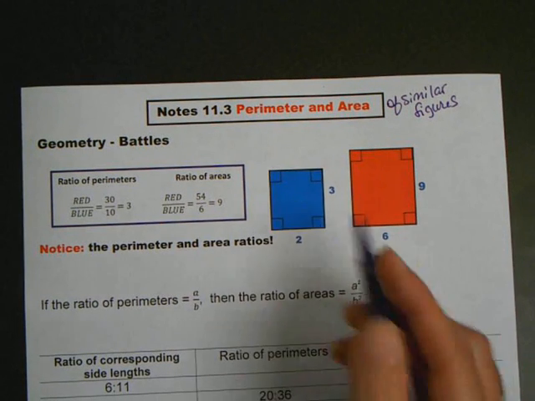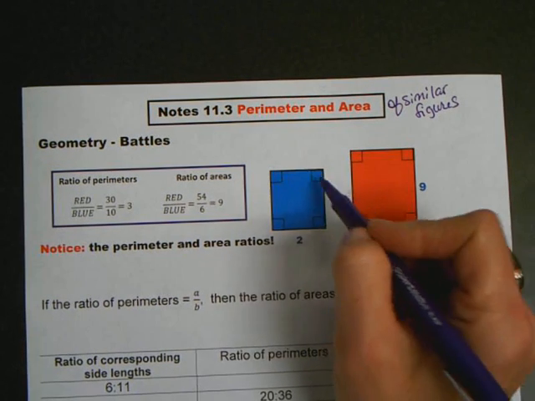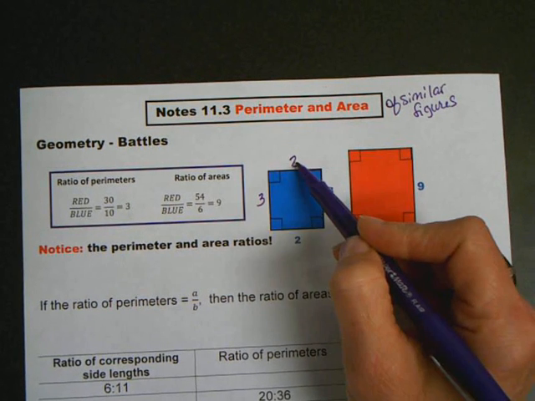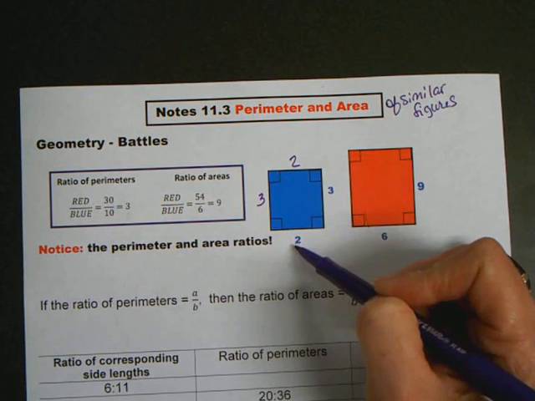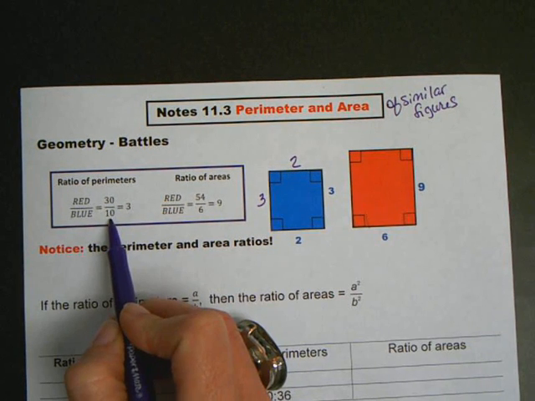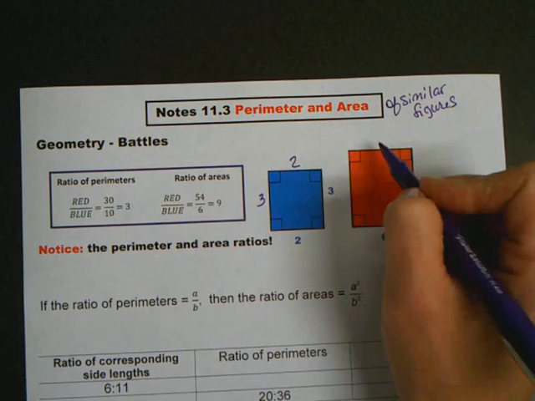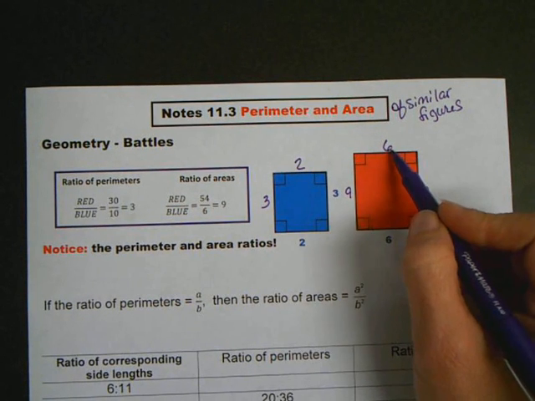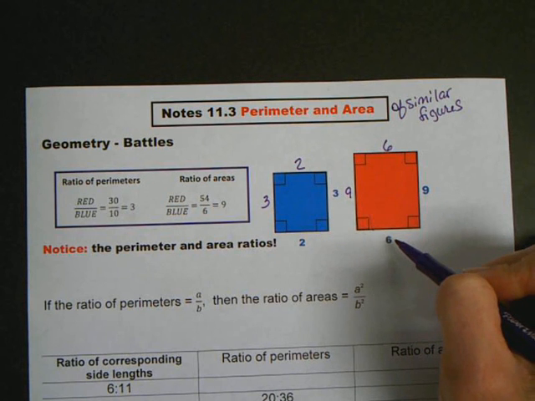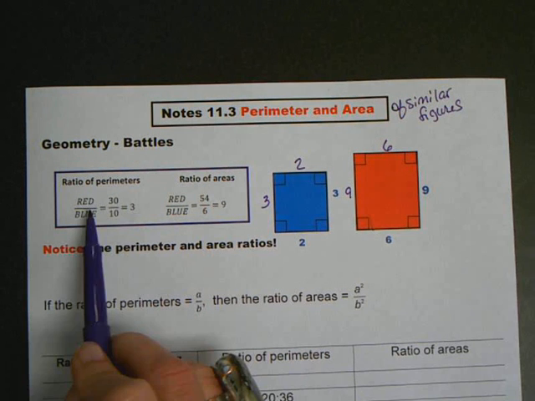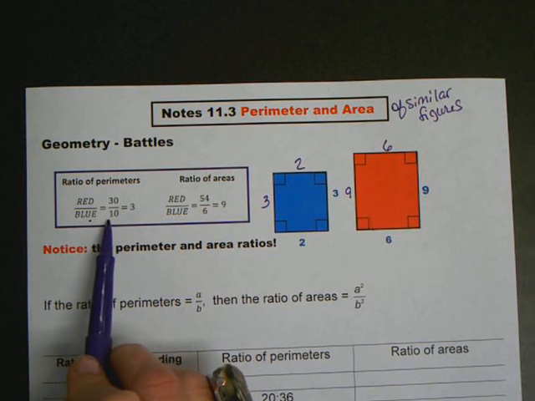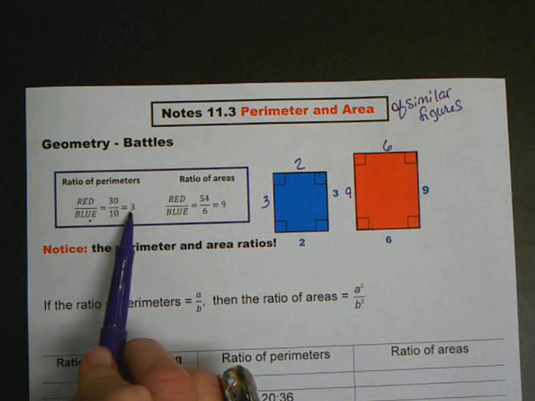Okay, so if we were to look at this figure right here, this one has a perimeter of 10. 3 plus 2 is 5, plus another 5 is 10, and that's how we get this number right here. The red one, we've got a side of 6 and a side of 9, so we have 9 plus 6, which is 15, and then another 15, which is 30. So if we're going to write this as a ratio of red to blue, our perimeter is going to be 30 to 10, which reduces down to 3.